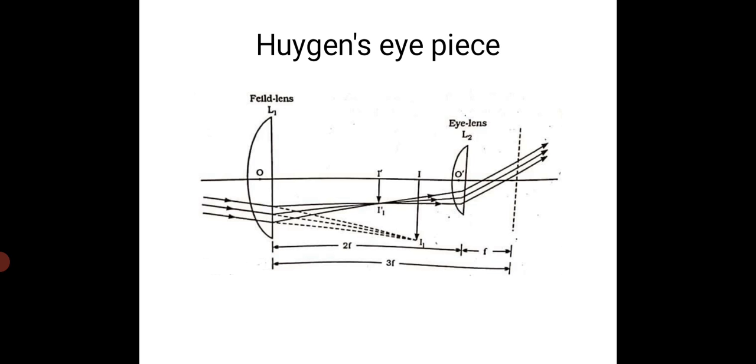Here, the incident rays passing through the field lens meet at I1 dash to form an image, and I1 dash acts as the object for the eye lens, and it gives parallel emergent rays, so they meet at infinity. That is, the eye lens is towards the observer and the field lens is towards the incident rays. So I1 represents the final image formed by the field lens.